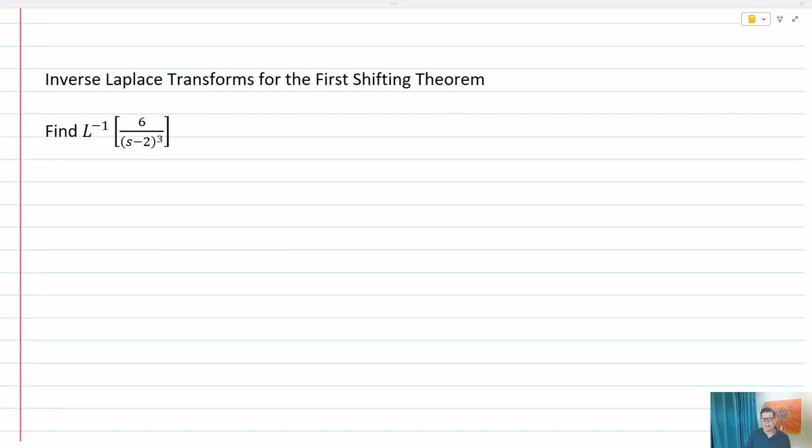Now, where I think the first shifting theorem comes in really handy is when we have inverse Laplace transforms. We've got functions that we have the Laplace transforms for, and we need to get back the original function.